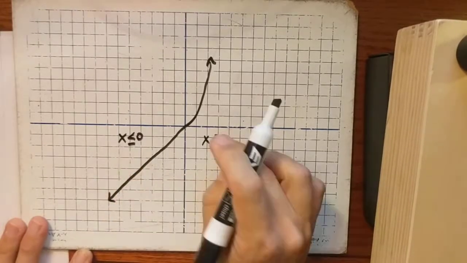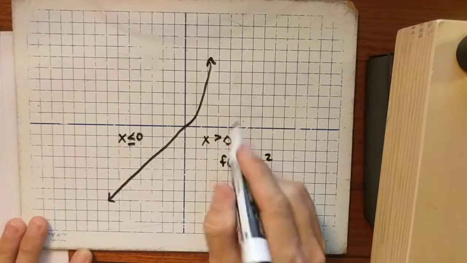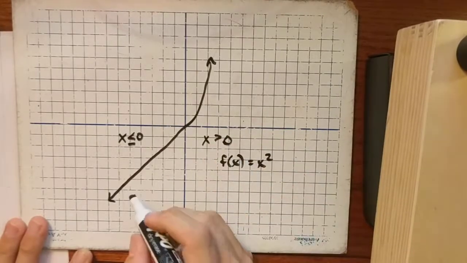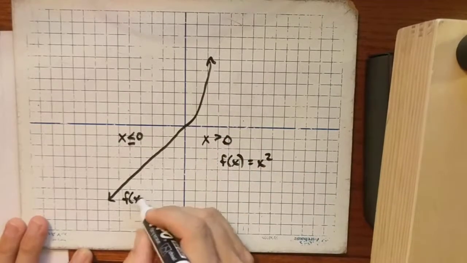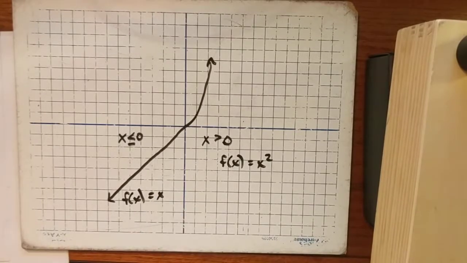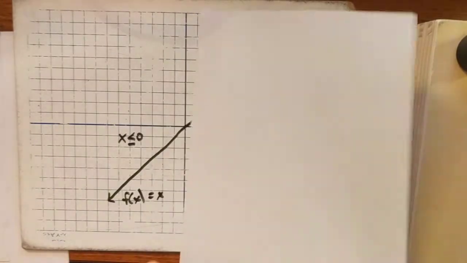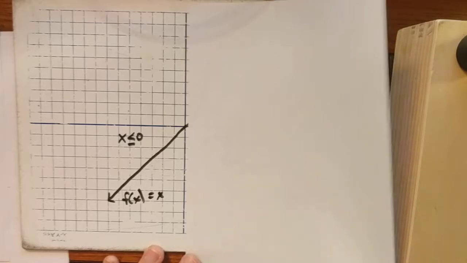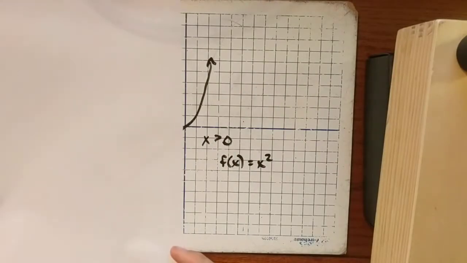And I think I got these backwards. Sorry about that. It turns out it doesn't matter, and I'll explain why in a moment. Okay, so when x is negative or 0, we get a line. When x is positive, we get the right-hand branch of the parabola.